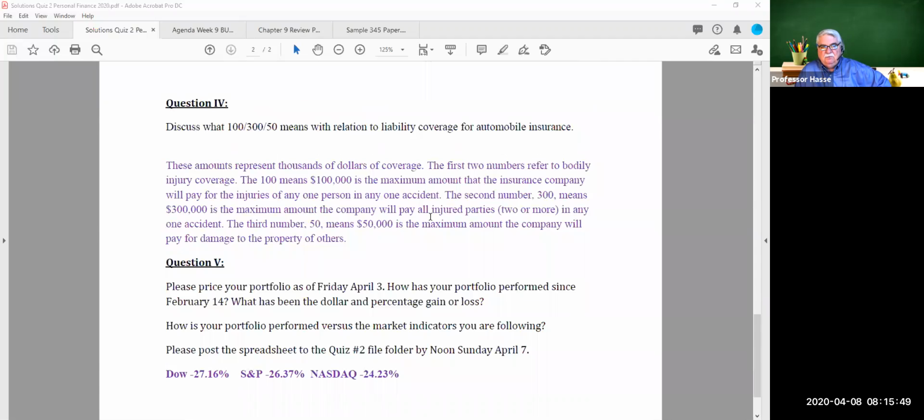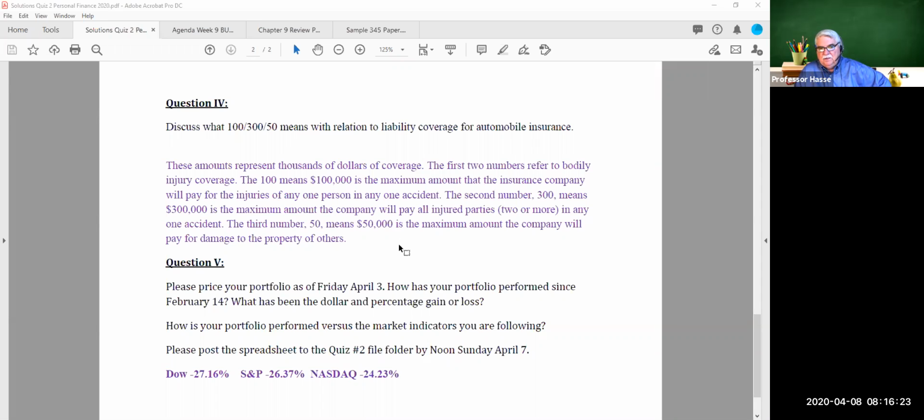Question number 4, discuss the 100/300/50 meaning in liability. We went over this quite a bit. 100 means $100,000 is the maximum amount the insurance company will pay for injuries of any person involved in an accident. The second number, 300, means $300,000, the maximum amount the company will pay all injured parties, 2 or more. And the third number, $50,000, is the maximum amount the company will pay for damage to the property of others.